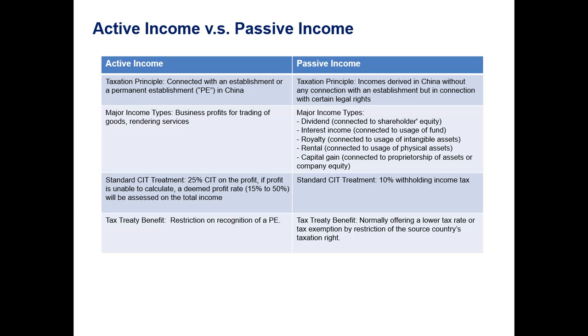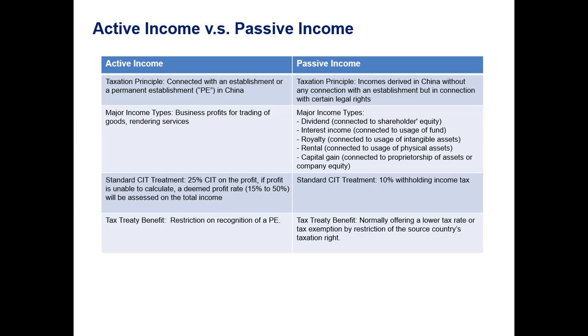What will be the tax implication for this? For such active income, there is a close connection with what we call an establishment or a PE in China. The basic taxation principle is if you have a PE in China, the China tax authority will have the taxation power on the income. If you don't have a PE in China, or you have tax treaty protection, there will be no income tax in China. And the income tax rate is 25%.